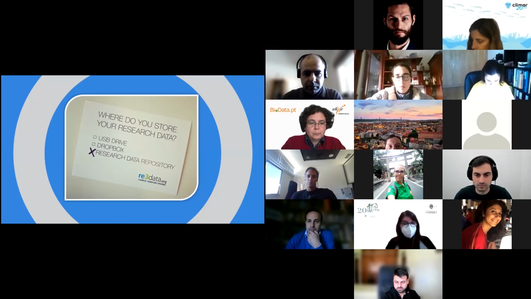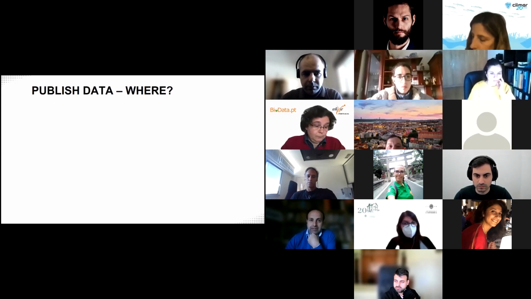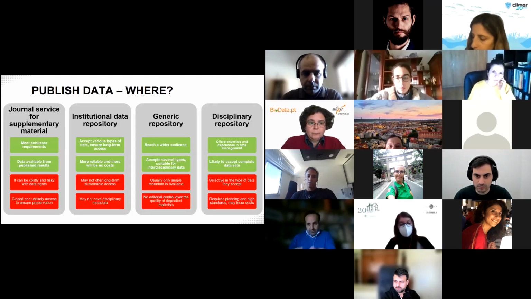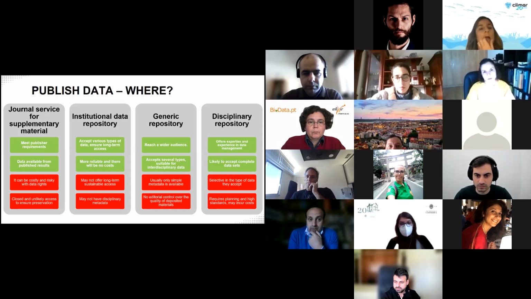Where to deposit or to publish? We have different ways. Let's say that the research data repository is the right way to do it, but let's see where should I publish the data. We have one or two more. We'll highlight it at the end, but to simplify, we put it in these four pillars. So, as supplementary material in some of the journal services that are available.